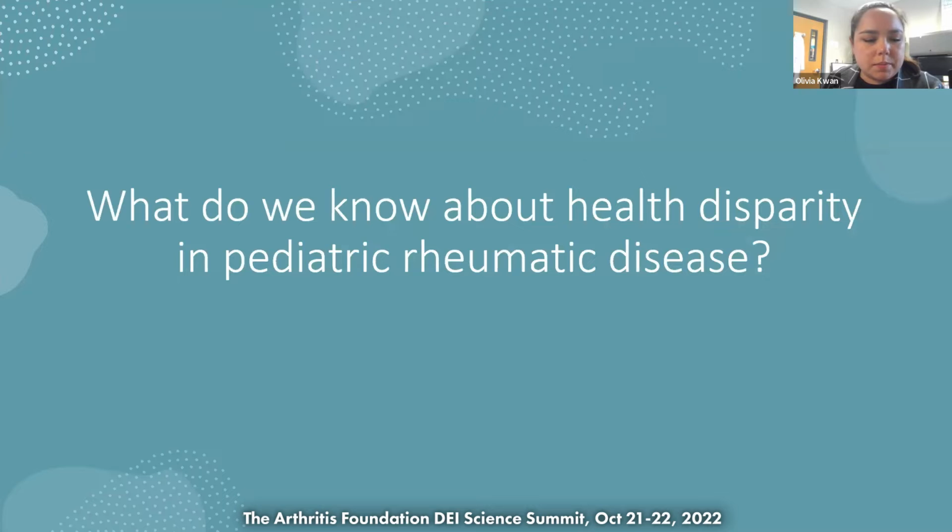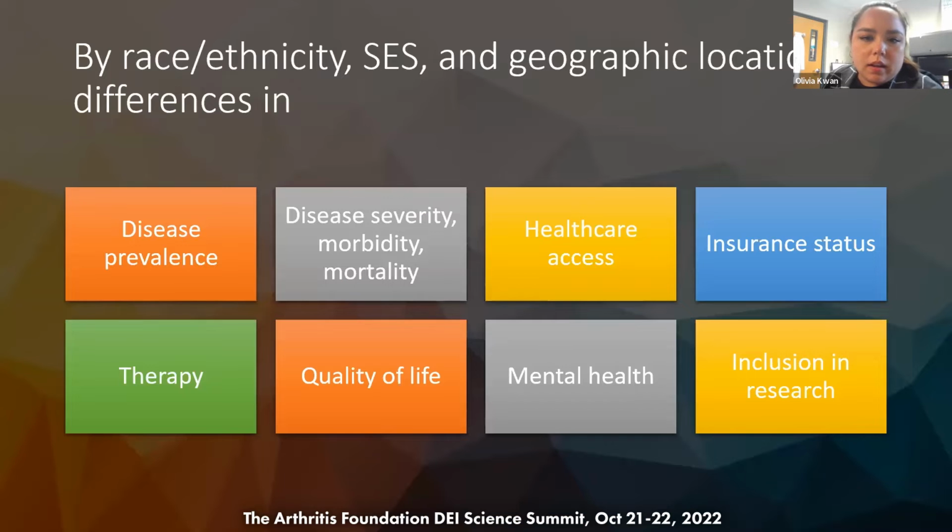So what do we know about health disparity in pediatric rheumatic diseases? Health disparities in pediatric rheumatic disease manifest in many ways, just as they do in all diseases, by race, ethnicity, socioeconomic status, and geographic location. Differences in disease prevalence, disease outcomes such as severity, morbidity, and mortality, healthcare access, insurance status, therapeutic options, quality of life, mental health, and inclusion in research can all be found, as well likely as differences that I did not list here. So our research is recruiting patients largely with JIA and lupus, so I'll briefly go over some examples of disparities that are seen in these diseases.